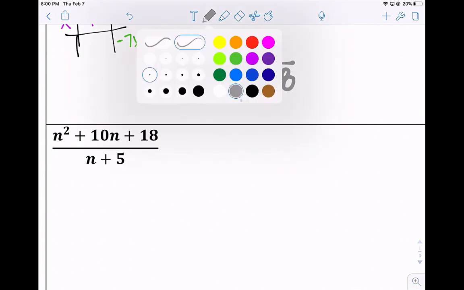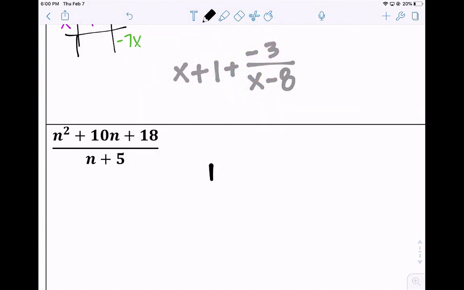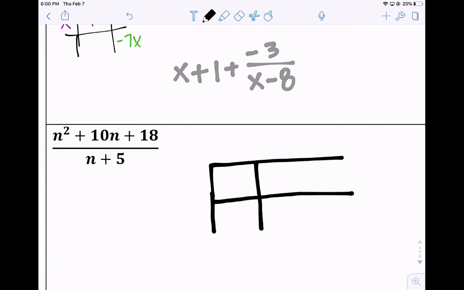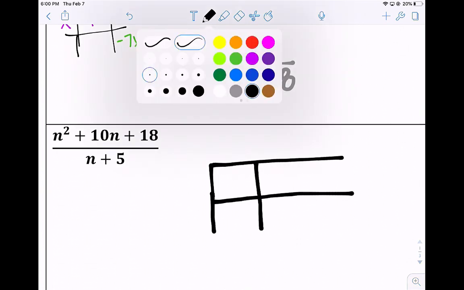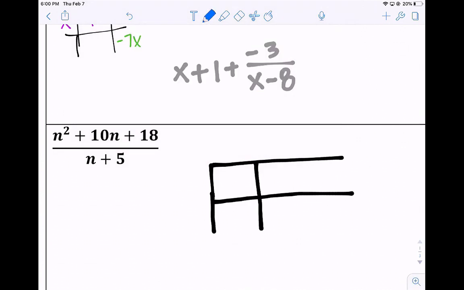So let's draw our little divide symbol. We want to make it a little bit longer. We're going to kind of cut it in half. I'm going to go ahead and draw this line here. We're going to put on the outside, on the left-hand side, what we're dividing by. So we're dividing by n plus 5. All right, and then we're going to take our very first term, and that's where we start. We're going to start with n squared in our first box.